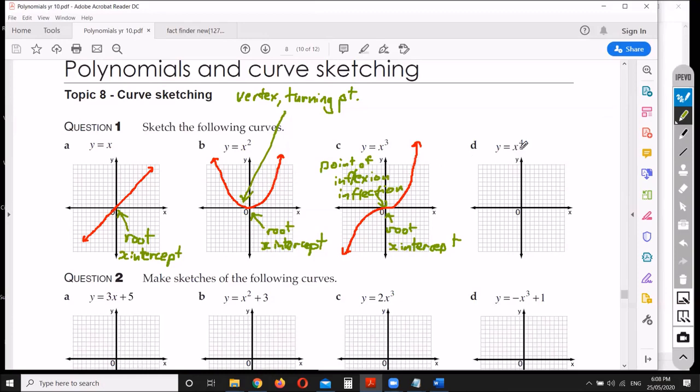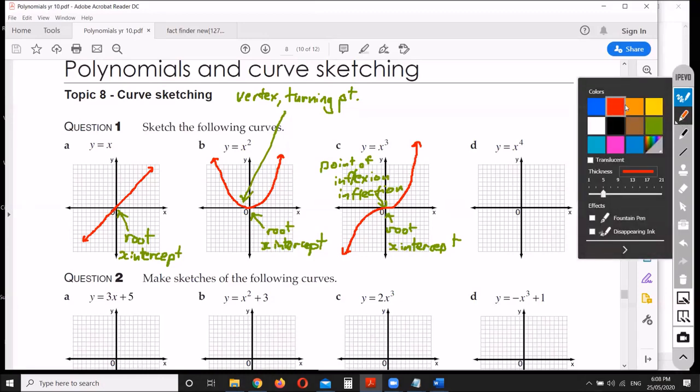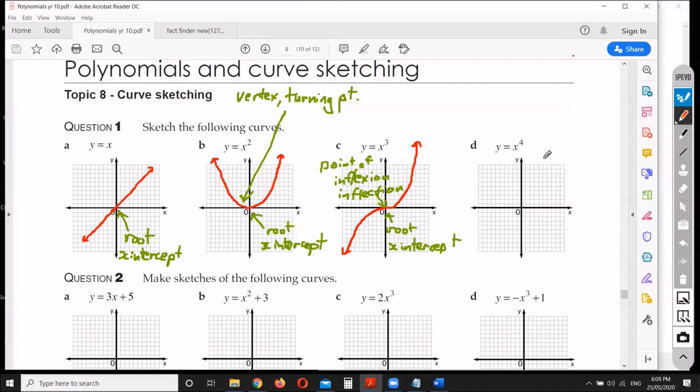Now, when it comes to x to the power 4, isn't that still a parabola? No, it's not a parabola. It's called a quartic. Doesn't it still look like a parabola? There are things about the shape of a quartic that look like a parabola, but it's not a parabola. It's going to look like this, and it's a lot steeper than this parabola.